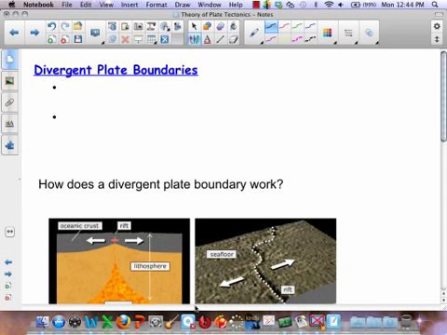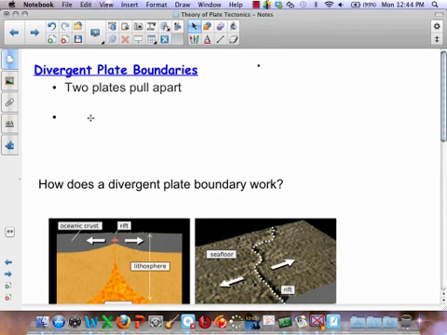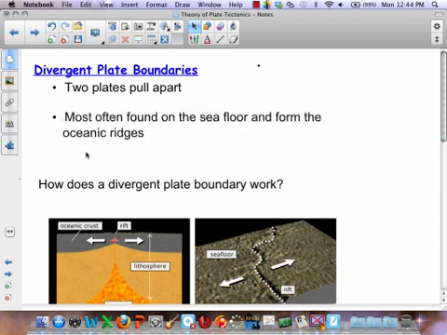So again, what does it mean to diverge? Go apart. Split apart. That's all that's happening when two plates are moving apart. And when they do that, they form rifts. Most divergent plate boundaries, most, not all of them, occur on the sea floor.